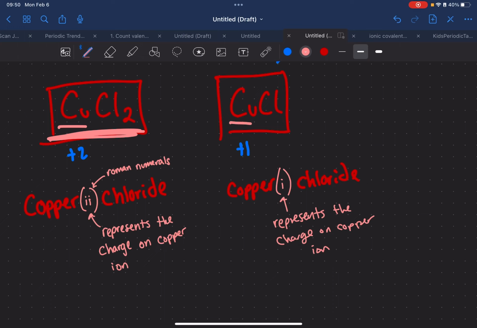Some people were asking me today, what if it's a negative charge? Well, it's never going to be, because I'm only ever going to put Roman numerals after one of my transition metals. And all of my transition metals are only ever going to have positive charges.